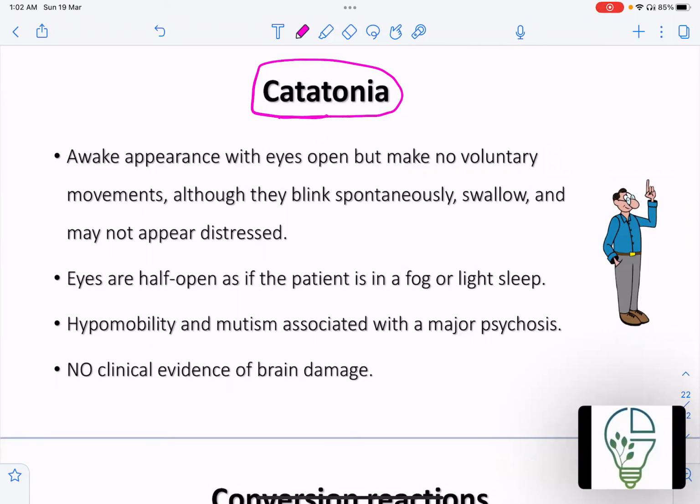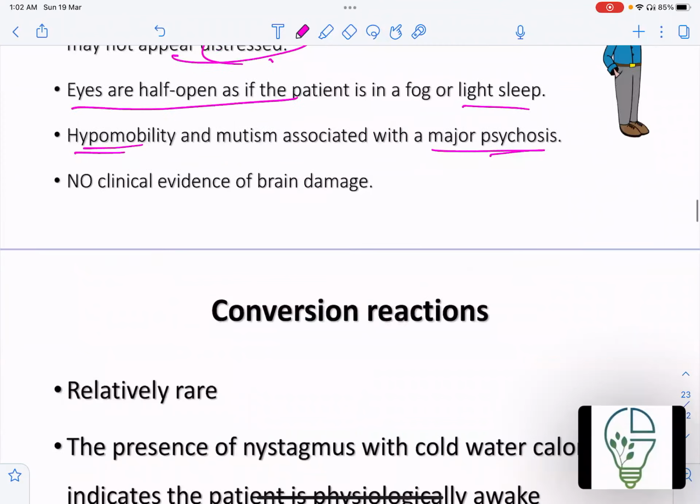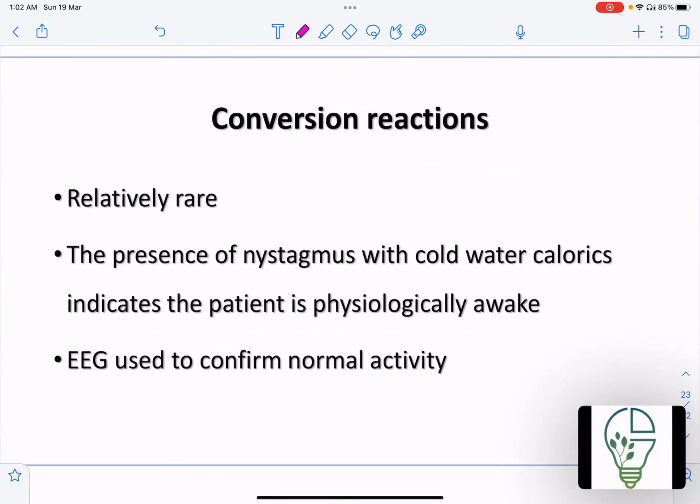So just to go through the slide, they blink spontaneously, they swallow, they're not really distressed, the eyes are half open, as if in light sleep, etc. Hypomobility, they do not move at all. It's one of the things in major psychosis. There's no brain damage, nothing. They're actually fine, but they feel like they're not.